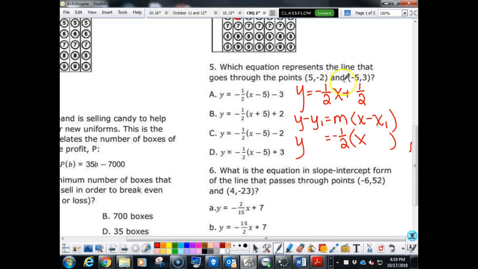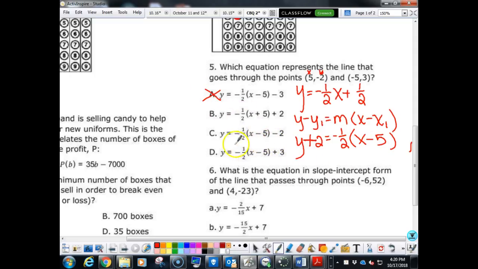And then you can choose one of these 2 points. Okay? So if I have y minus, let's say I want to use this one. So this is x and y. So y is -2 and x is -5. So this changes to a positive, so I would have y plus 2 equals -1/2 times x minus 5. So x minus 5, but this has 3, this one's 2, so that is incorrect.